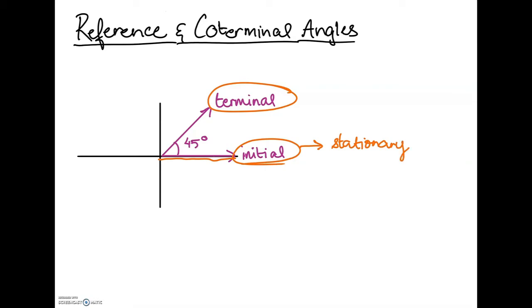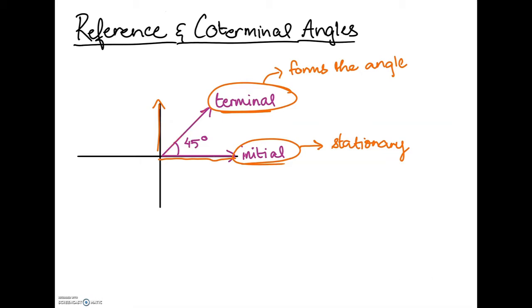Now your terminal side is the one that'll move, and it'll also form the angle. So it forms the angle and it gives the angle its identity. Like your terminal side over here is halfway between these two axes, and that means it's a 45-degree angle. This is the terminal side of the angle, this line over here.